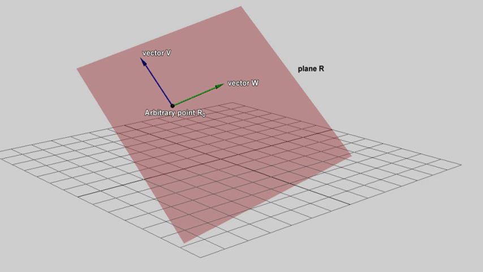Method 2. To describe the plane by an equation of the form Ax + By + Cz + D = 0.